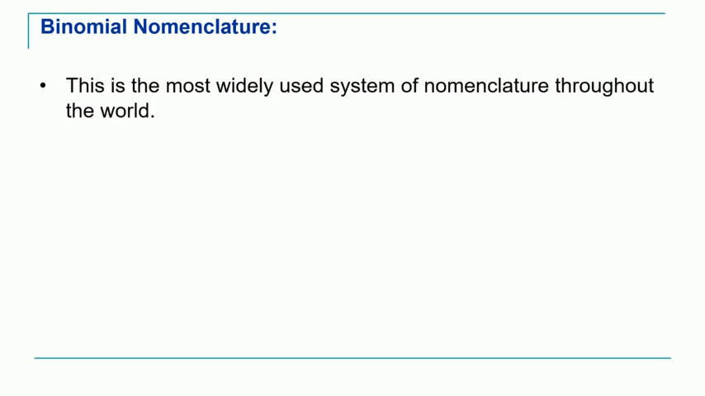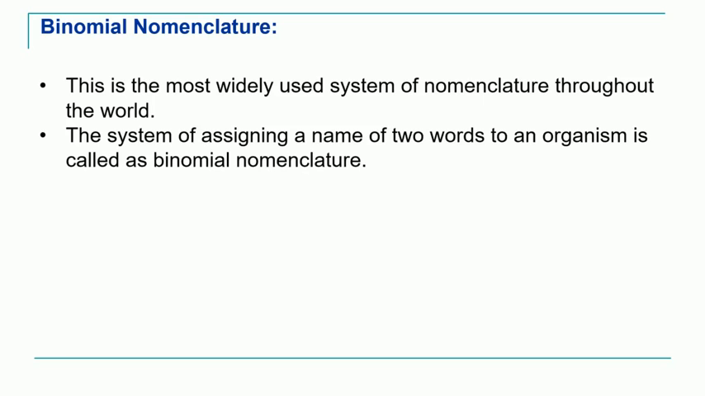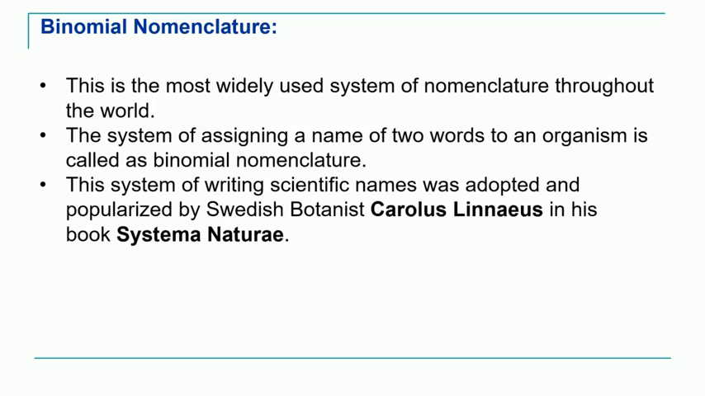Now we come to binomial nomenclature. Binomial means two name system or two word system. This is the widely accepted system of nomenclature throughout the world. Here two words are assigned to the name of an organism. That's why it is called binomial nomenclature. This system was adopted and popularized by Carolus Linnaeus in his book Systema Naturae.